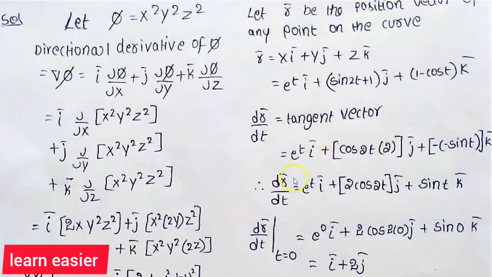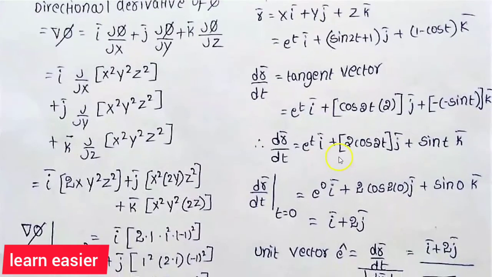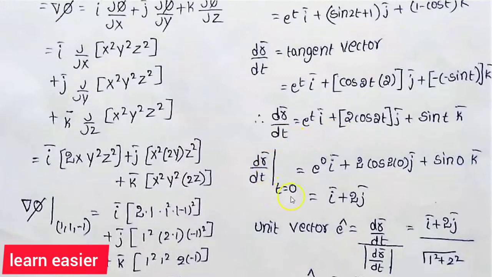Now the dr bar by dt is what? e power t i bar plus 2 cos 2t j bar plus sin t k bar. Here minus into minus gets plus. Now we have to find out the dr bar by dt at t equal to 0. So when we substitute t equal to 0, what we got is e power 0 into i bar plus 2 cos 0 into j bar plus sin 0 k bar.